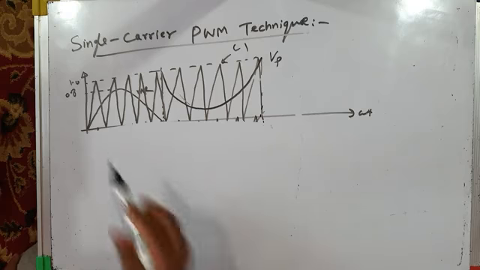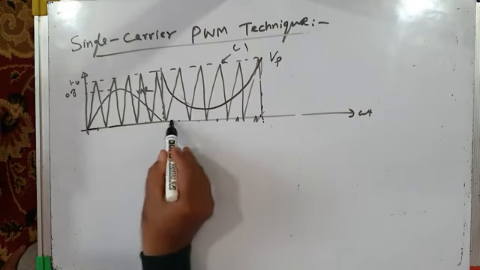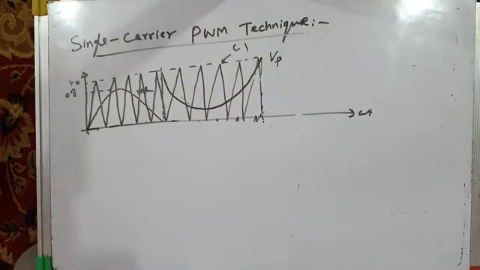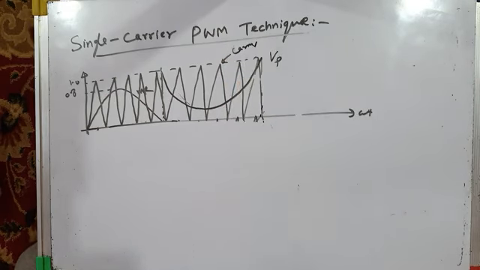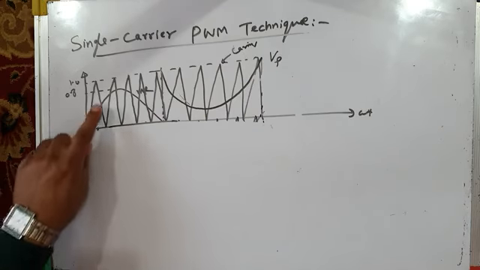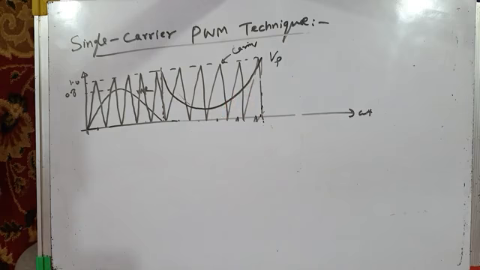Okay, so therefore you have only one carrier. Let me call it carrier, because I have only one carrier. And my modulating wave MR is like this. Similarly, I can show MY, I can show MB. Okay, so the logic is the same.